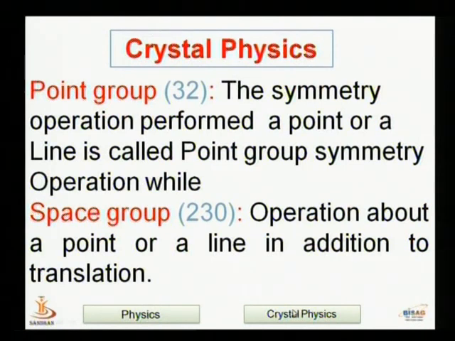Crystal physics. If we combine the symmetry operation performed about a point or a line, then it is known as the point group symmetry operation. While if we combine the symmetry operation about a point or line in addition to the translation, then this is known as the space group symmetry operation. So in total there are 32 types of point group, and if we combine different types of arrays of lattice points, meaning 14 types of Bravais lattice, then we can have 230 space groups.